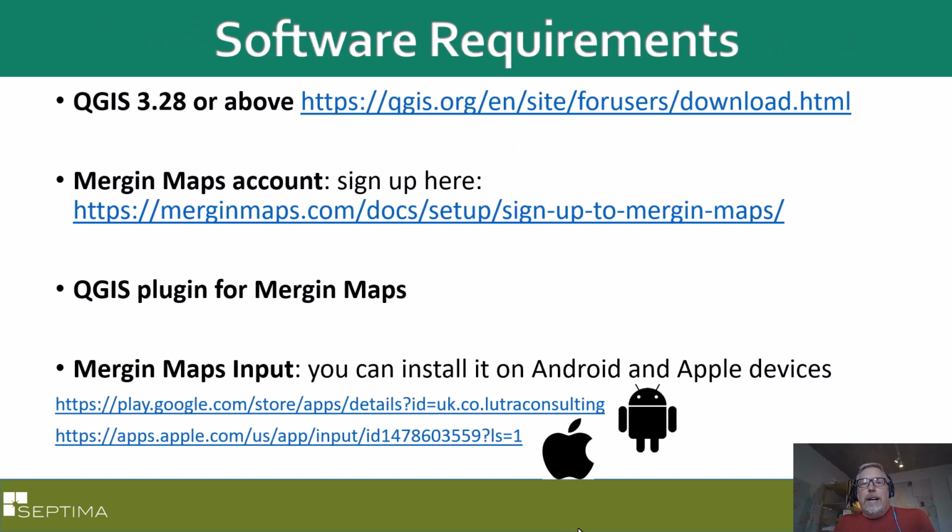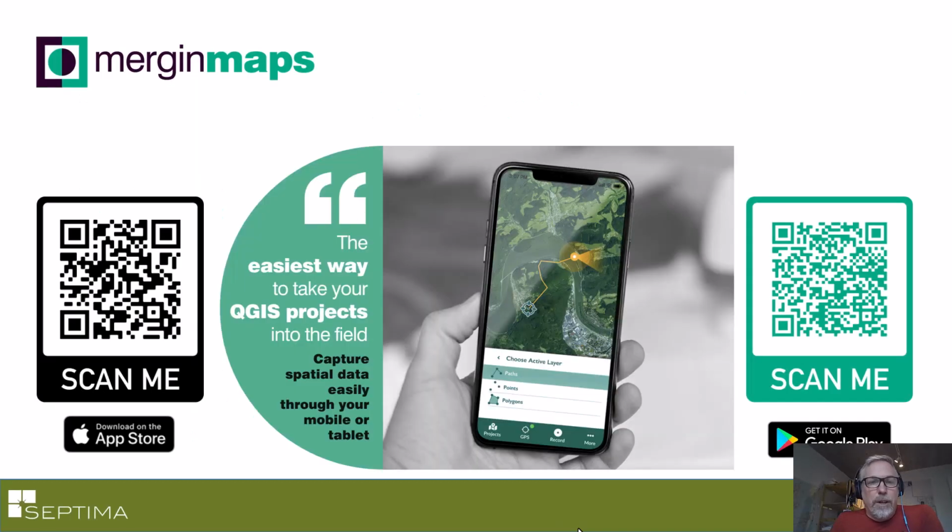So you'll need to have installed QGIS 3.28 or above. 3.28 is the current long-term release of QGIS. You need to set up a Mergin Maps account. In QGIS, you can also install the QGIS plugin for Mergin Maps and sign in with your credentials. And then the app for your mobile device. You can install that on Android or Apple. You can also use this QR code to take you to the app for the Apple Store or the Google Play Store.